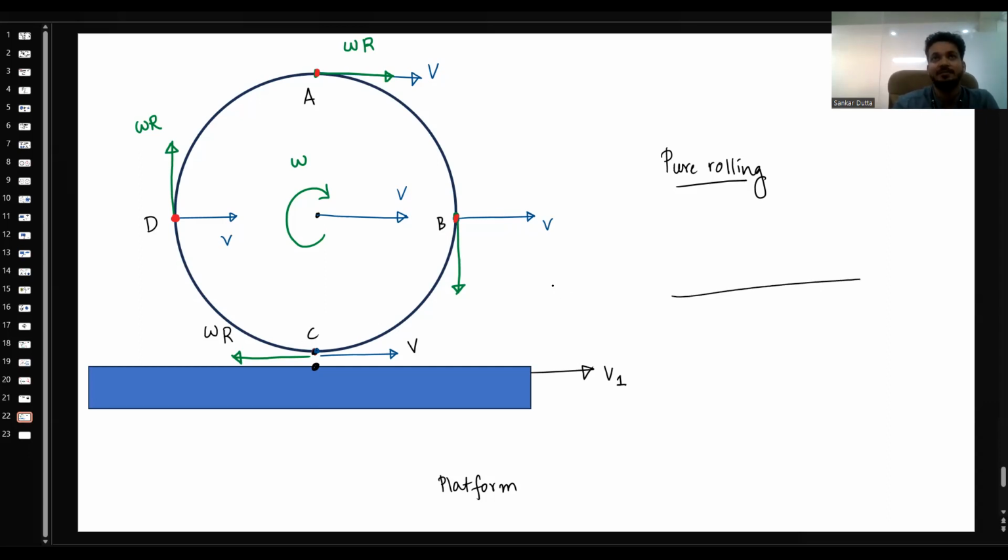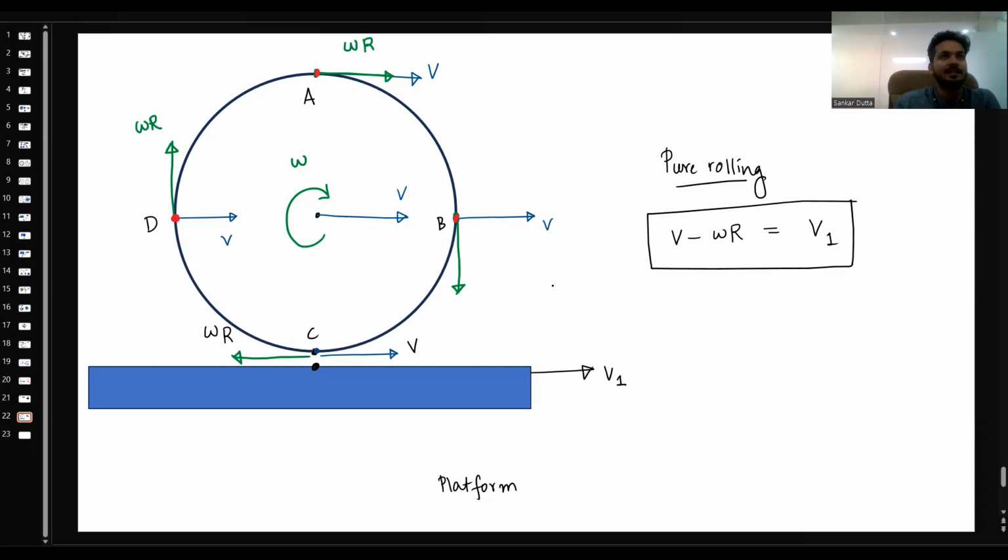Let me repeat one more time. See, if you want a block to be at rest on top of a plank and the plank is moving with V1, then the block should also move with V1. Then only the relative velocity between them would be zero. Do you understand what I'm trying to say? So that means the lowermost particle on this should have a velocity of V1 if it wants to be at rest with respect to the platform. So what will we say for this scenario? Well, we will say V minus omega r is actually equal to V1. I hope that makes sense.